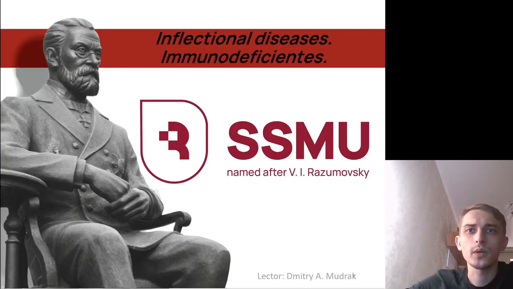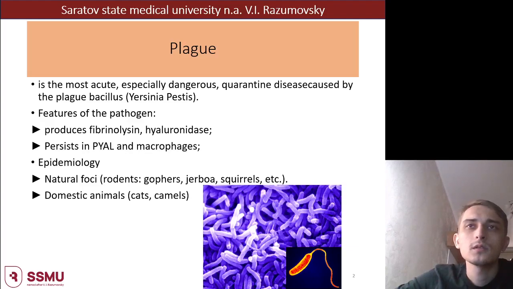So, hello and welcome. Our topic for today: infectious diseases and some immune deficient conditions. The first disease, which we will discuss today, is plague. Plague is the most acute, especially dangerous quarantine disease, which is caused by the plague bacillus, Yersinia pestis.